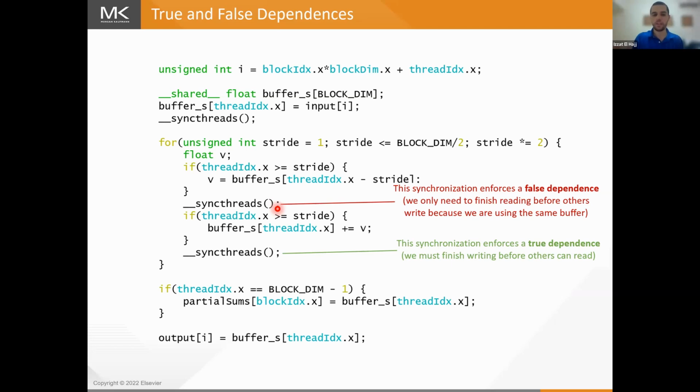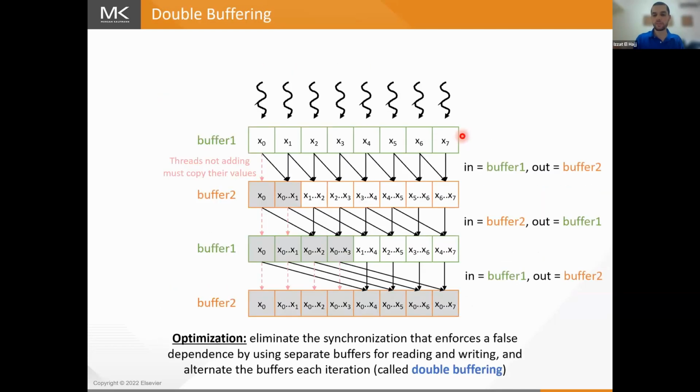So we can eliminate this sync threads that enforces a false dependence by doing something called double buffering, where we use two different buffers for the input and the output, and we alternate these buffers on each iteration. By using two different buffers, we no longer have the situation where I need to wait for somebody to finish reading before I write, because I'm not writing anywhere that somebody else is reading. That helps us get rid of that second sync. And that's not just an optimization we encounter in scan. Double buffering is used wherever we have a false dependence that we'd like to eliminate a synchronization for.